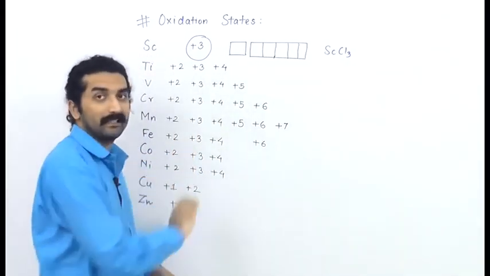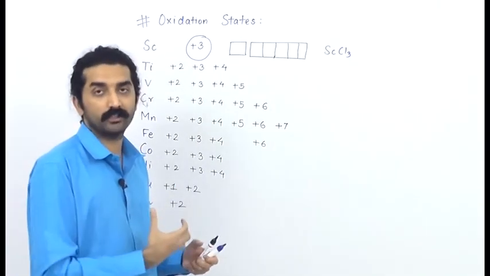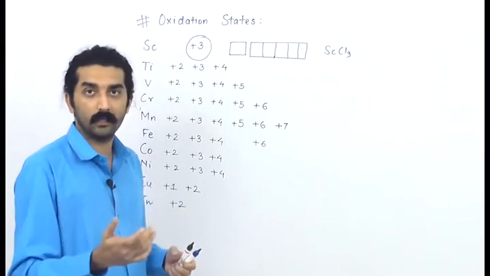Now let's go to titanium. Now as you can see, titanium has 3 different oxidation states, +2, +3 and +4.